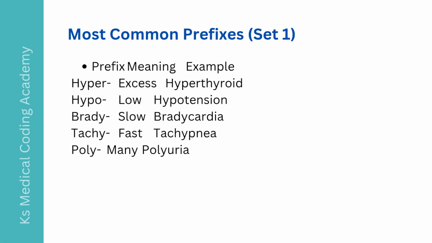Here are some of the most important prefixes. Hyper, meaning high or excessive. Example: hypertension. Hypo, meaning low or deficient. Example: hypoglycemia. Brady, slow, as in bradycardia. Tachy, fast, like tachypnea. Poly, many, as in polyuria. These prefixes appear commonly in diagnosis documentation.